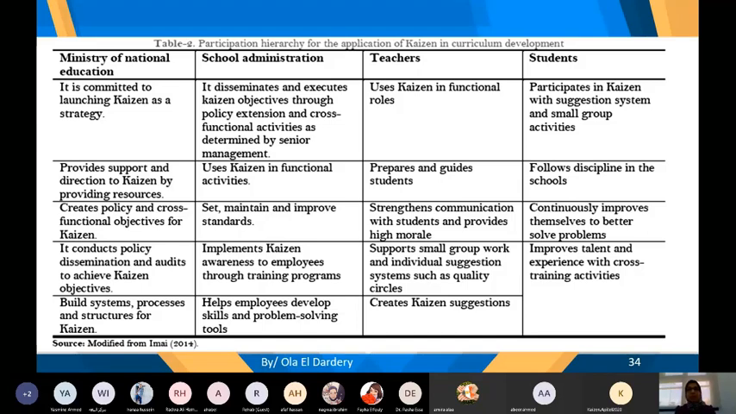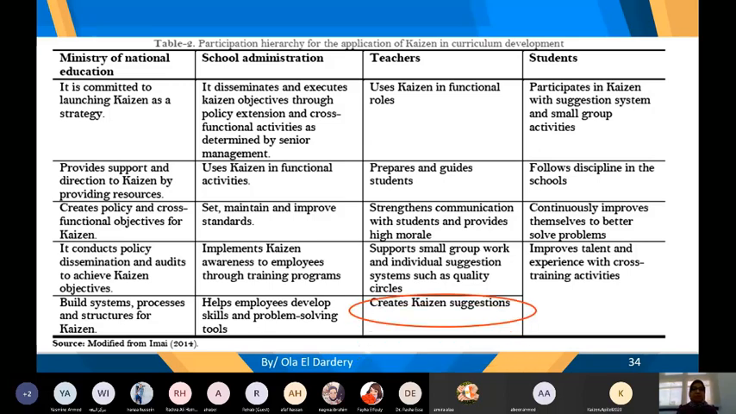And they have to be disciplined in what they do and committed to this project, the Kaizen project that they are adopting. As well, they have to continuously improve themselves by better solving problems, by enhancing their attitude, by assisting their professors, and so on. As well, they have to improve the talent and experience of cross-training activities. There have to be activities in any school or university that help students find out what could go wrong and fix it, find out reasons and opportunities for improvement, and how they can implement it and continue to sustain it.